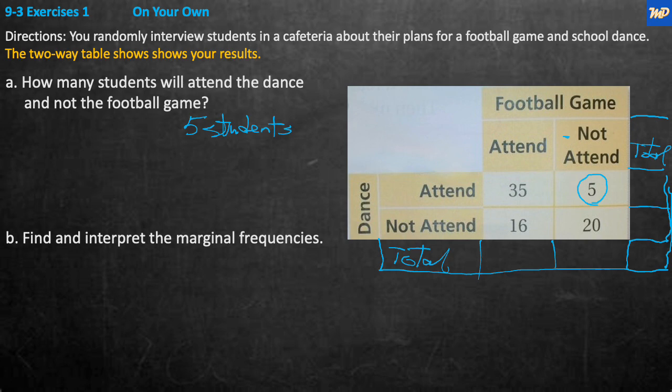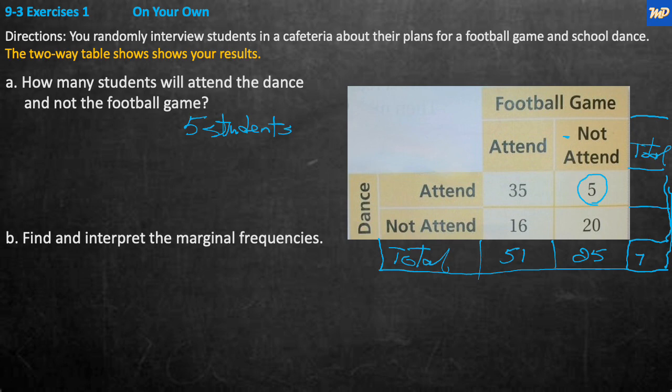So finding the marginal frequencies, what do we have here? In the column for attended, we have 35 attended and 16 didn't attend. So what is that? That's 51 total, right? Because 35 and 15 is 50 and 1 is 51. So there were 51 who attended the football game. And now 25, 5 plus 20, did not attend the football game. And then if we go from left to right here, 51 and 25 is going to be 76.